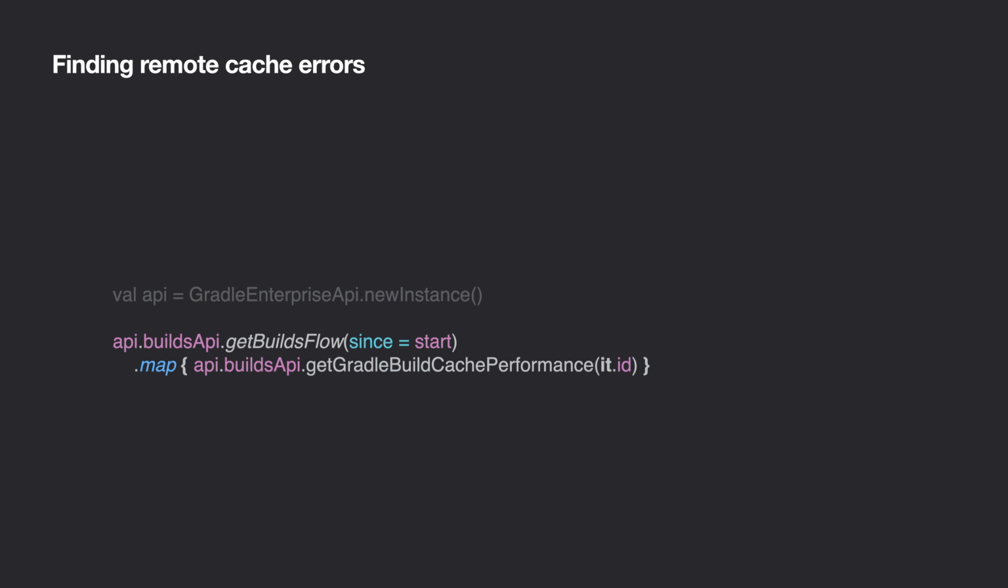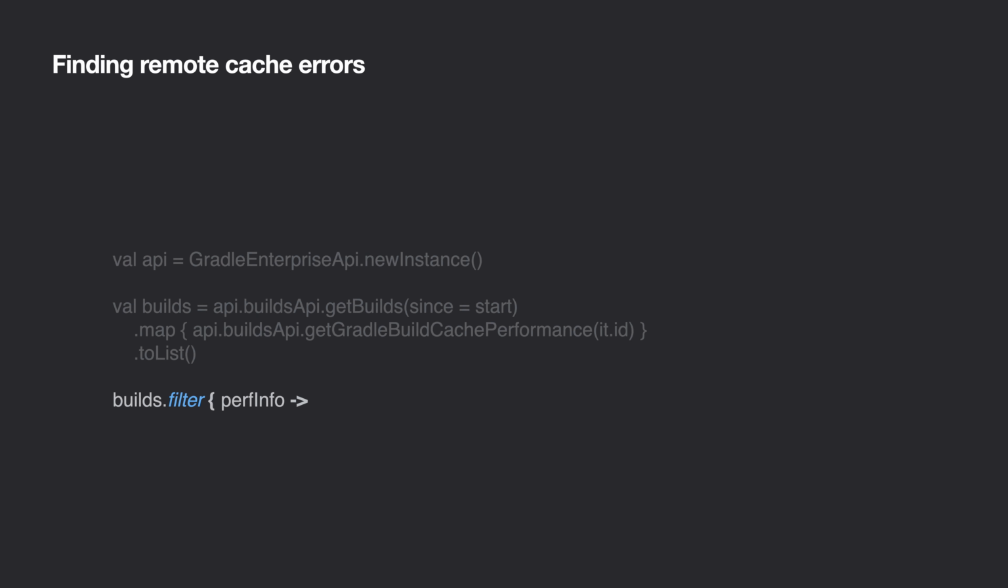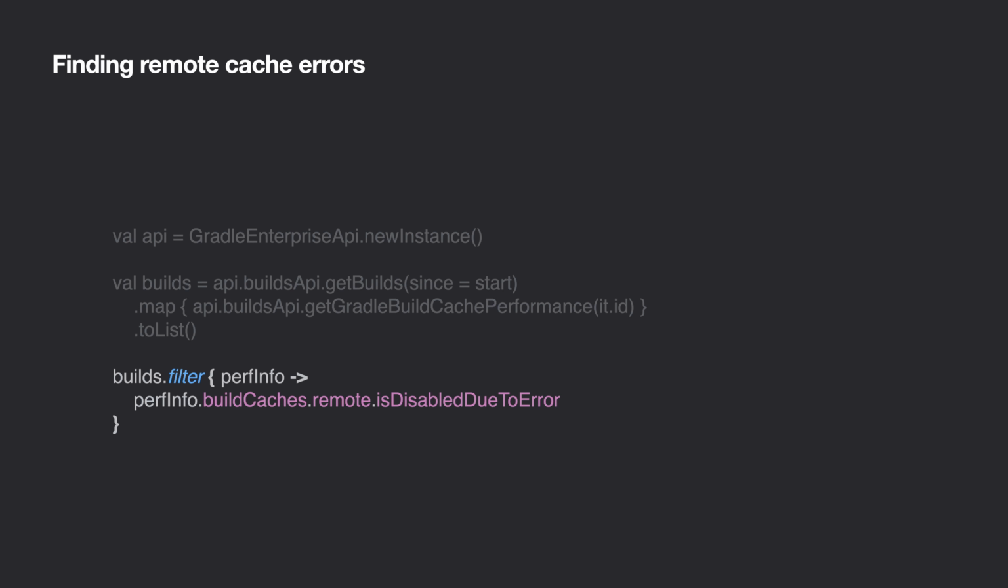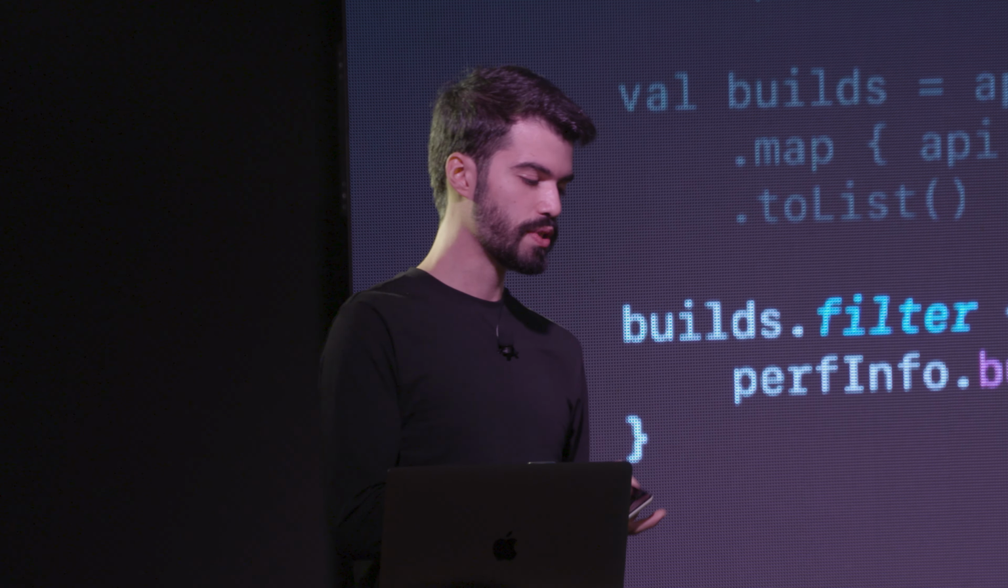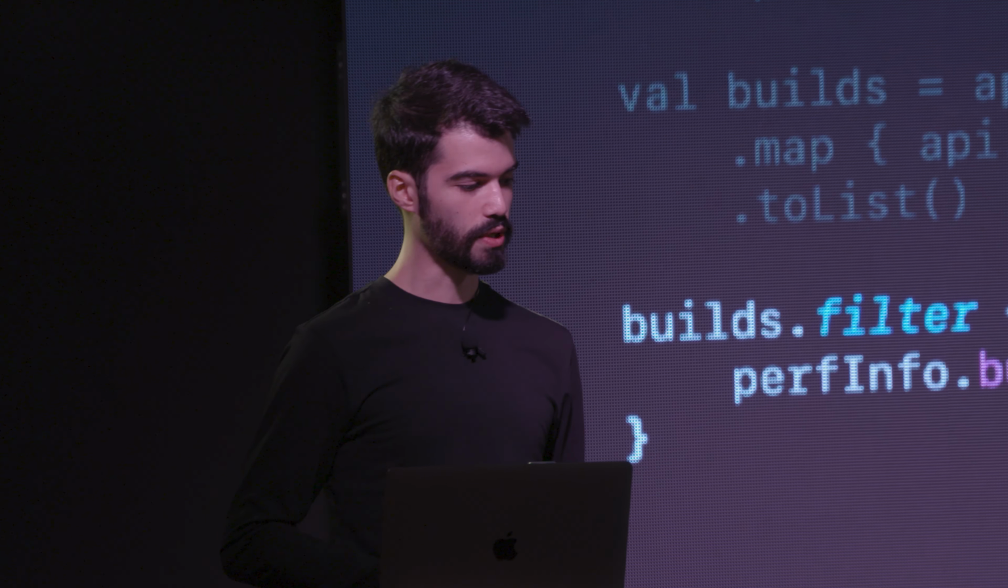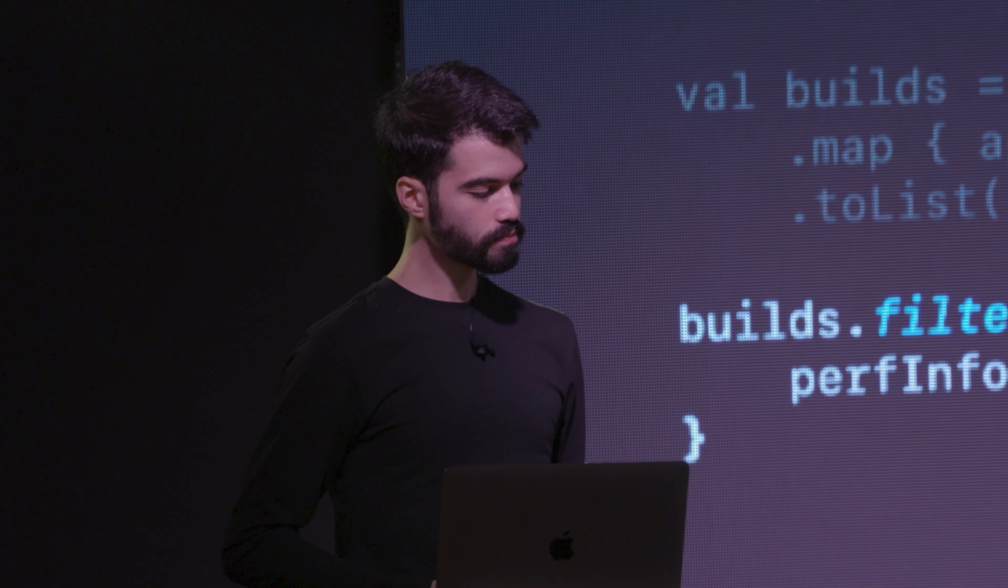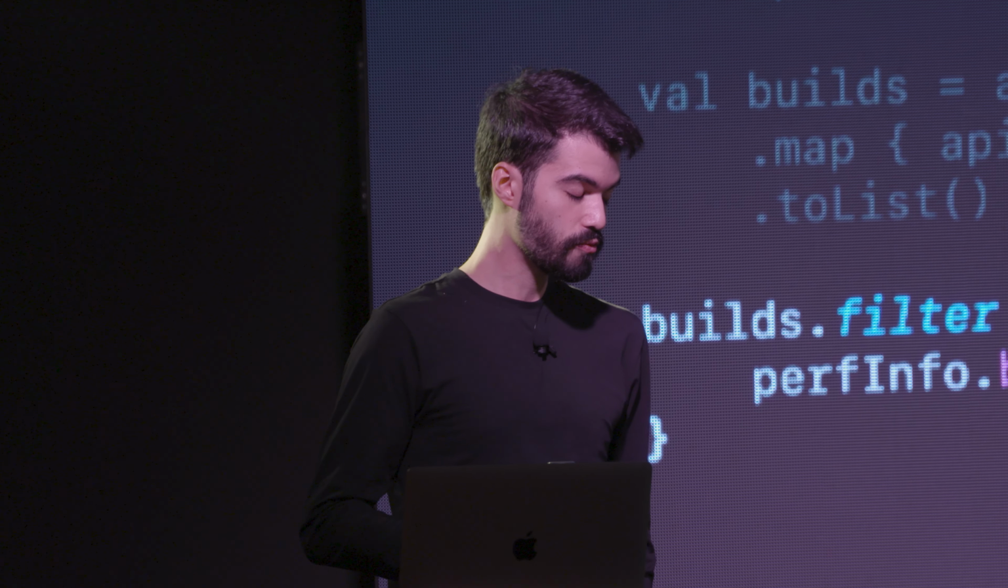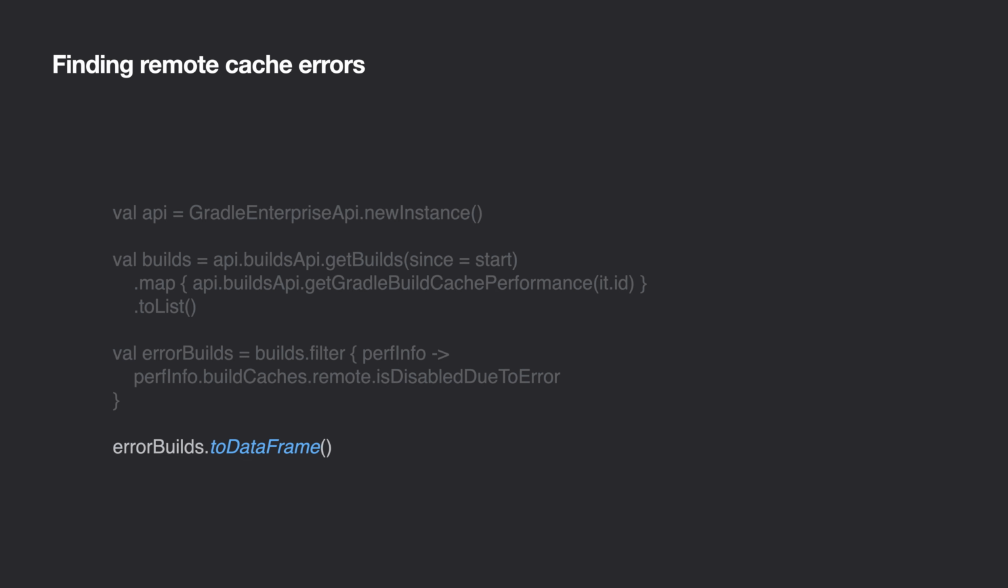We'll call another endpoint with these IDs to get the build cache details. And in these build cache details, we have whether the remote cache was disabled due to an error, which is the information that we want. That results in that warning on the website, but now we can use it to find other cases. And just with this fairly simple code, we can already find other cases.